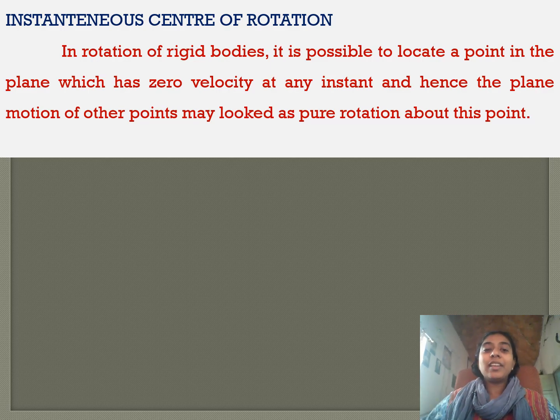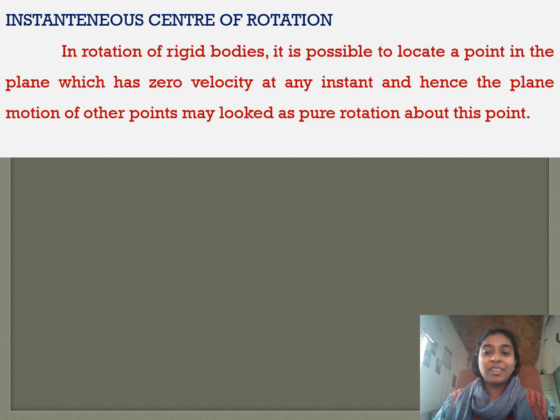So we will read once again. In rotation of rigid bodies, it is possible to locate a point in the plane. This point can be located either on the rigid body or somewhere in the plane, which has zero velocity at any instant, and hence the plane motion of other points may look like pure rotation about this point. When we move a rigid body, only if a point is kept fixed can your motion be rotational motion. Otherwise, it becomes linear motion. So this instantaneous center comes for rotational motion. Only for rotational motion, you will have a point where the velocity is zero, and the rotation is made with respect to that fixed point.